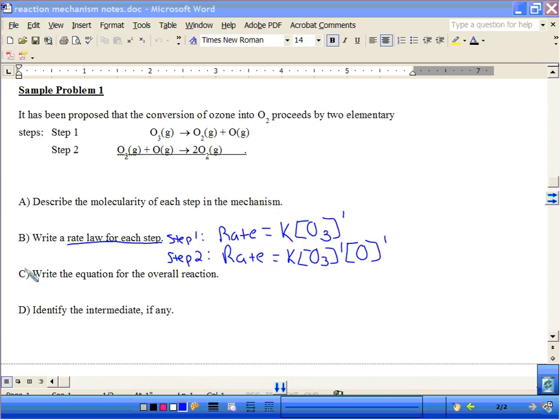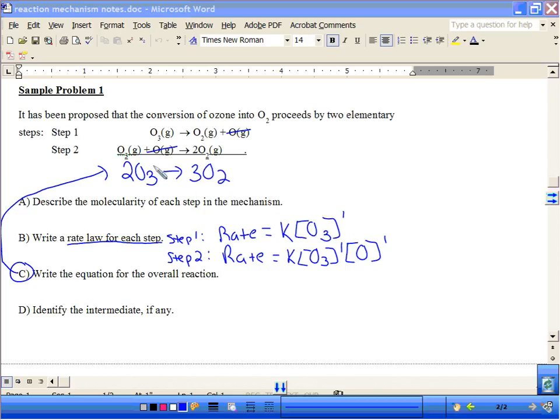Now, letter C I'm going to actually do up here because I'm going to be lazy and don't want to rewrite it. All you do for the overall reaction is you just combine step 1 and step 2, and you cross out things that might be on the reactant and product side. Here's an O3 molecule and an O3 molecule, so this is going to make 2 O3 molecules. And I'm not going to write the gases because I'm being lazy right now. Do you see how there's just an oxygen here on the reactant side, and here's an oxygen on the product side? Those two will cancel each other out, and then you're going to end up with 3 O2 molecules here.